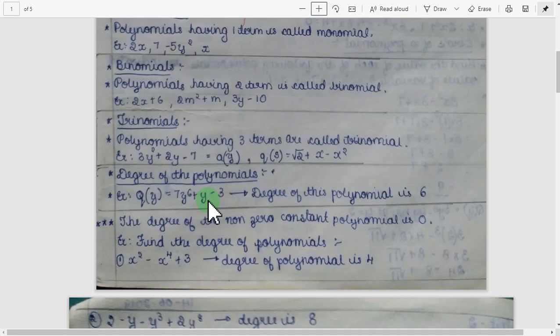Degree: this contains a single variable, y. Which is the highest degree? Here there is no exponent written, and you have to consider that as 1. You have to check the power or exponent of the variable, not the numbers. So y to the power of 6 and y to the power of 1. The bigger exponent is 6, so the degree is 6.